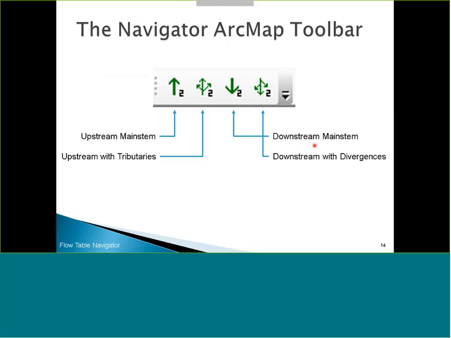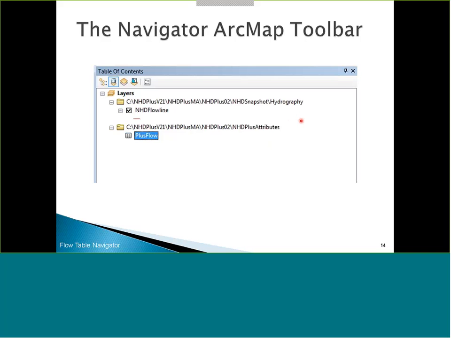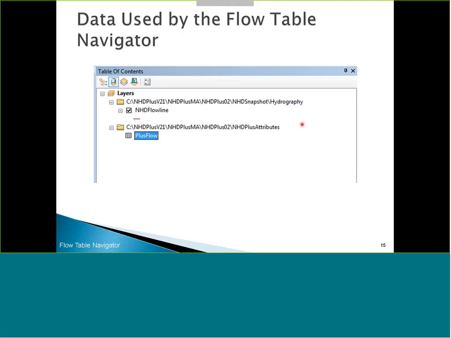It has 4 tools, just like the VAA Navigator. It goes upstream main stem, upstream with tributaries, downstream main stem or downstream with diversions. You pick a tool. This toolbar is green and the VAA toolbar is blue, which is, other than hovering over them, the only way you can tell them apart. You need two pieces of data to use the flow table navigator. You need NHD flow line and you need the plus flow table. Load those into your map and you're good to go.